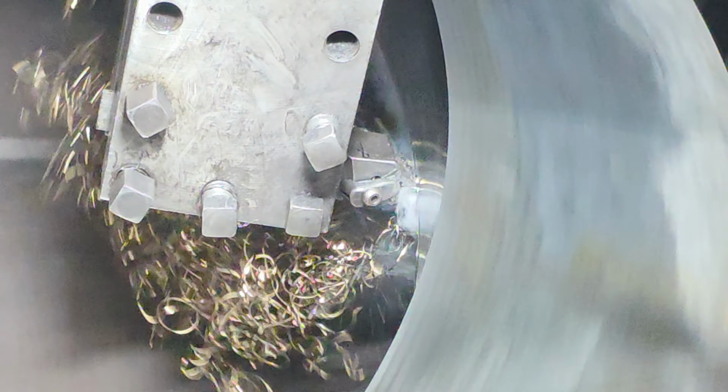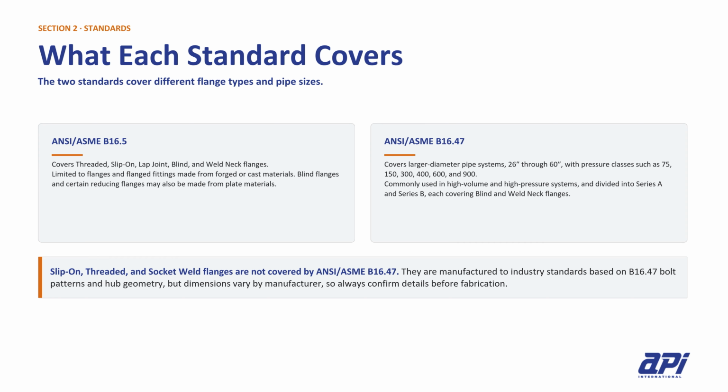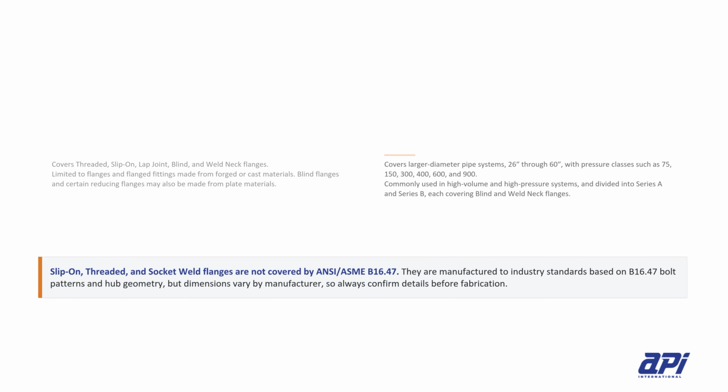One caution before fabrication: slip-on, threaded, and socket weld flanges are not covered by the B16.47 spec. Those are made to industry standards based on B16.47 bolt patterns and hub geometry, but dimensions may vary by manufacturer, so always confirm the details first.